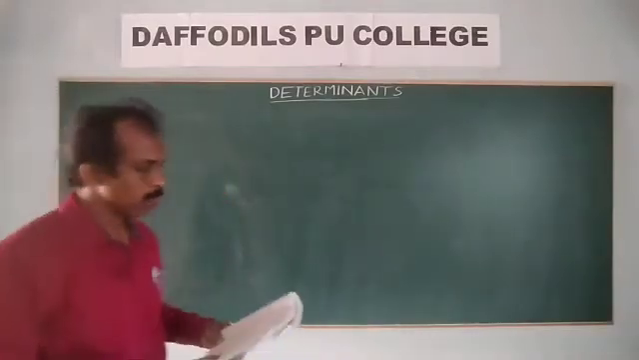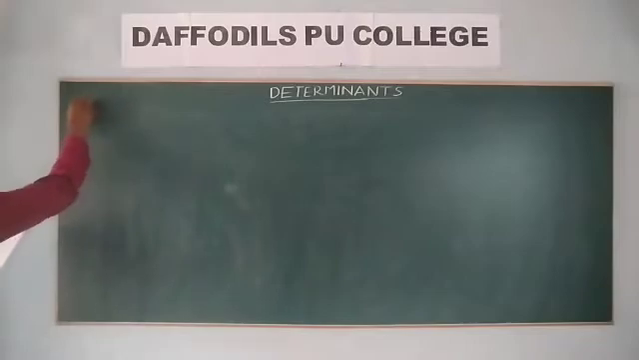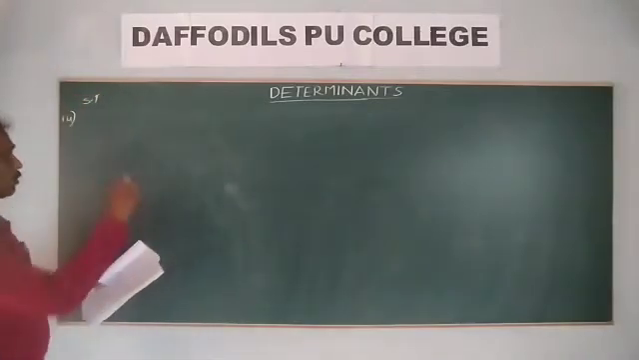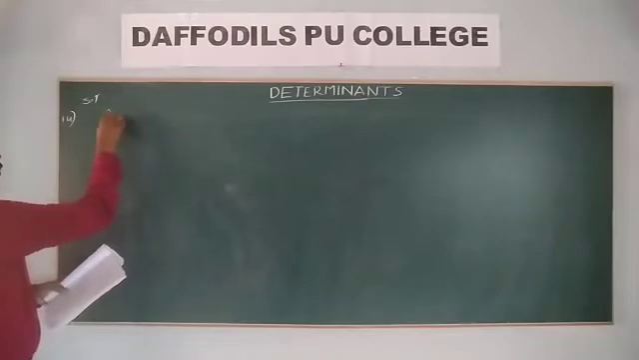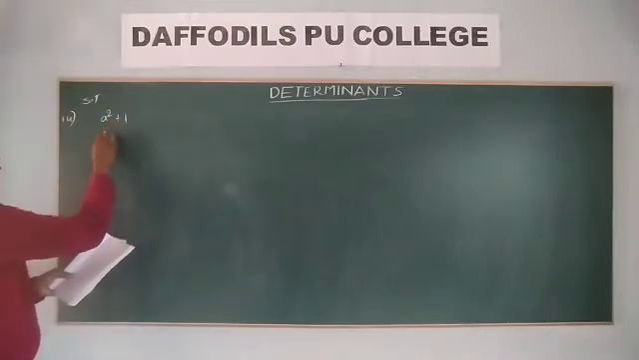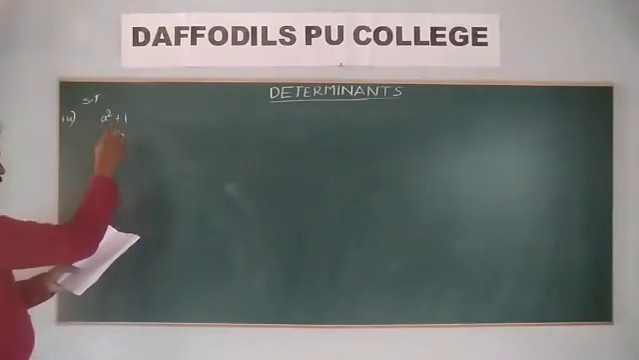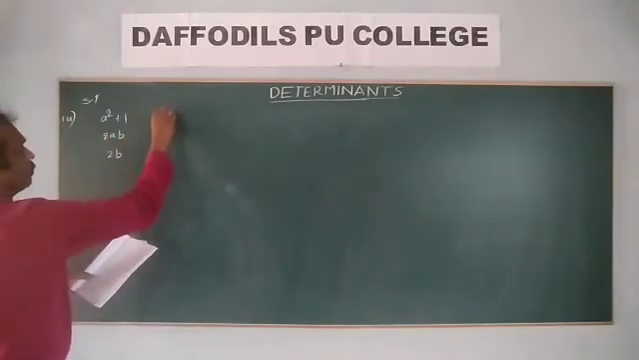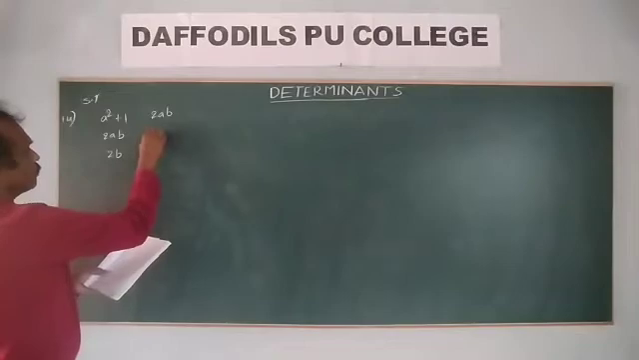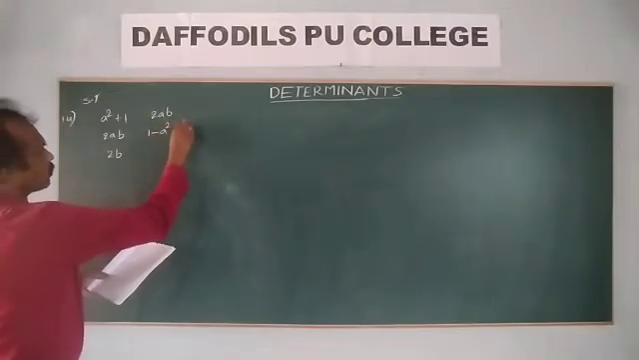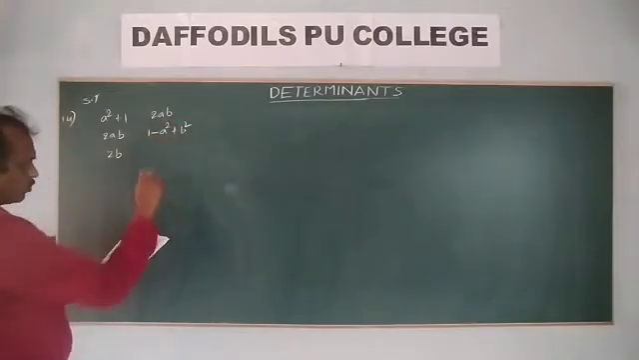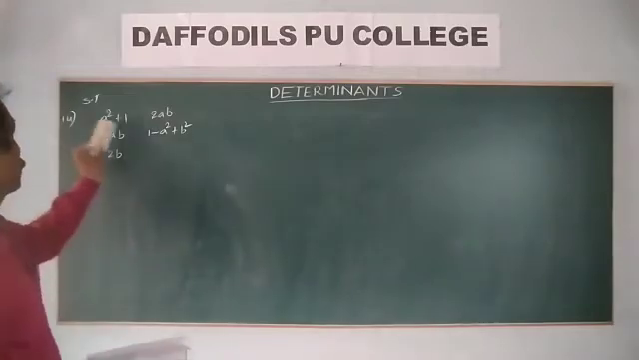Next, 14th problem. Show that the determinant of [a square plus 1, ab, ac; ab, b square plus 1, bc; ca, cb, c square plus 1]... sorry, same problem, this is number 30.